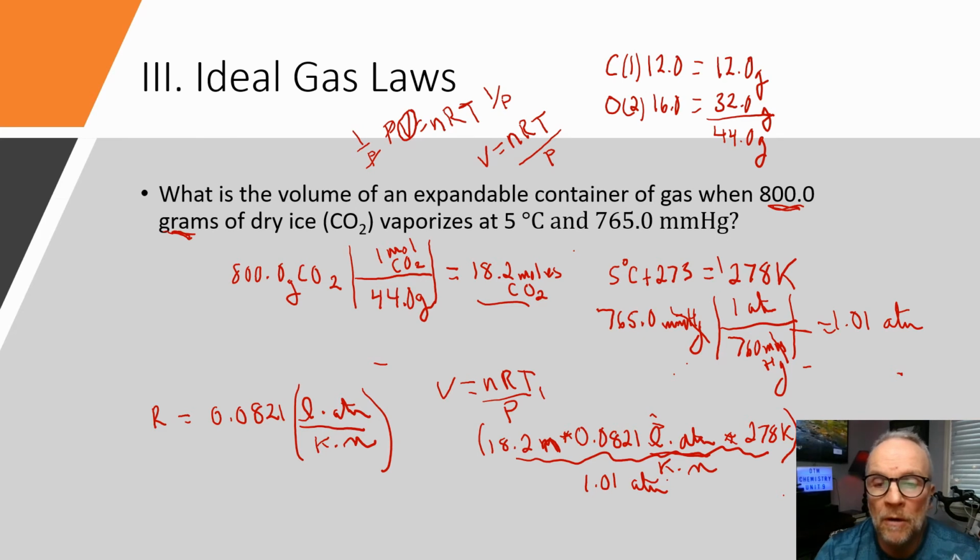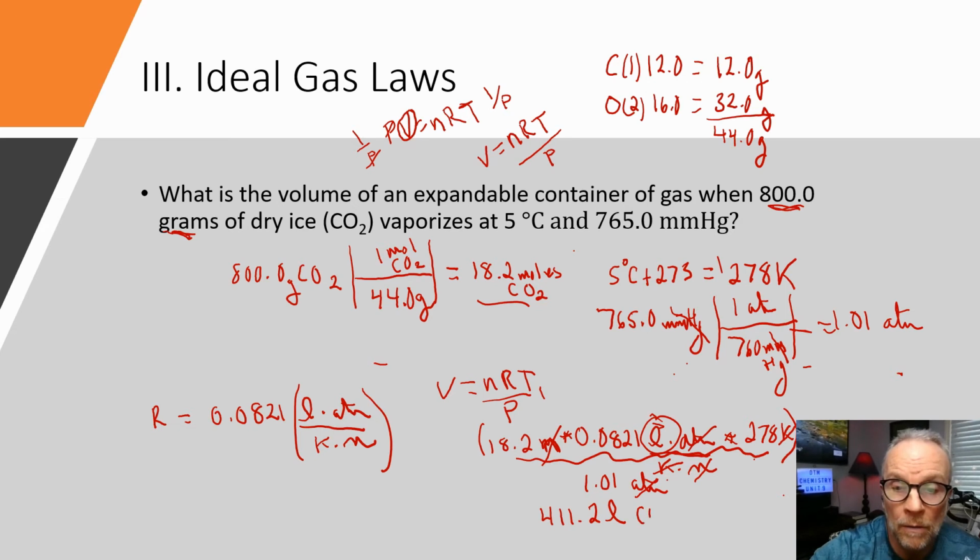So if you multiply across the top there, 18.2 times 0.0821 times 278 divided by 1.01, you will come up with an answer. And let's see what the answer's units will be and make sure it's in a volume. The number of moles will cancel out, Kelvins will cancel out, atmospheres will cancel out, and so our final answer will be in liters. And I believe that the answer there is 411.2 liters. Alrighty, and that would be liters of carbon dioxide gas, right?